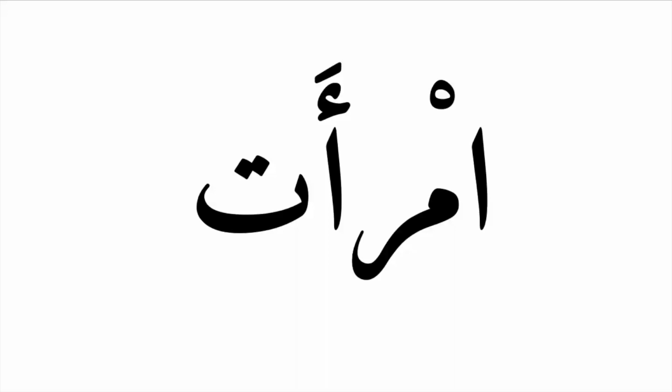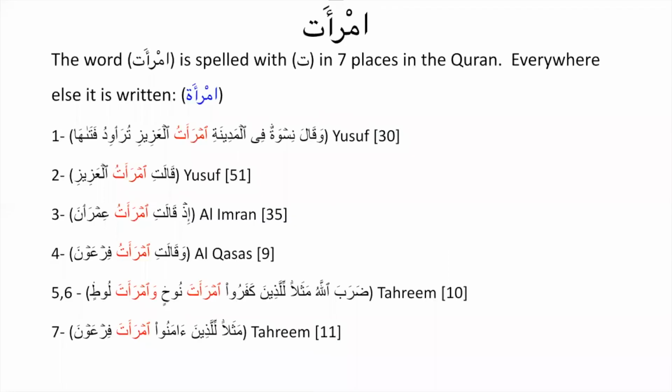The next word Ibn al-Jazari gives us is وَامْرَأَةٌ يُوسُفَ عِمْرَانَ الْقَصَصِ تَحْرِيمُ. So the word imra'a in Surah Yusuf, Ali Imran, Qasas, and Tahrim. Again, the word should be spelled with a ta marbuta, but in these places we're about to look at, it has been spelled with a flat ta.